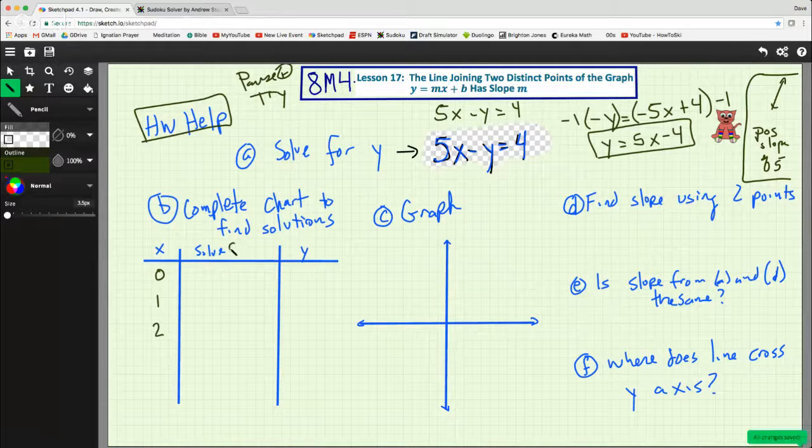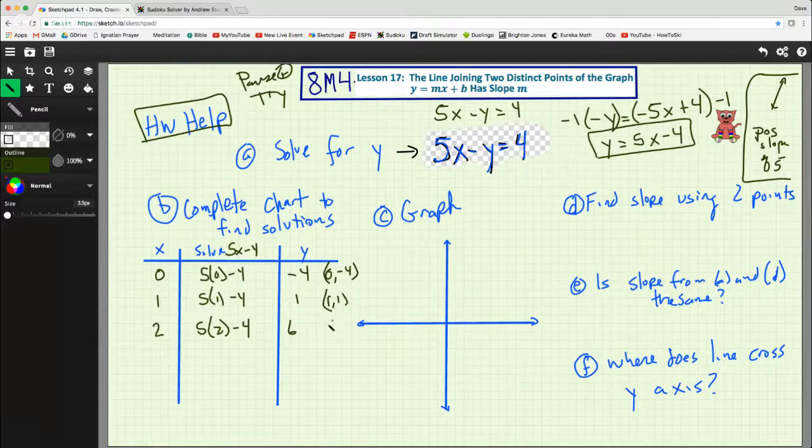So our solving is 5x minus 4. 5 times 0 minus 4, 5 times 1 minus 4, 5 times 2 minus 4. This is negative 4. This is 1. And this is 6. So our points are 0, negative 4, 1, 1, 2, 6.